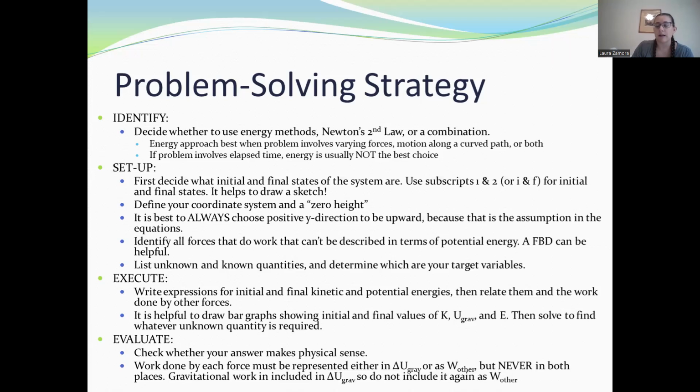The work that's done by each force must be represented somewhere in the problem. Either it'll be gravitational potential energy, or it'll be included as other work, but we don't want to include it in both places, just in one of those places. Our gravitational work is included in gravitational potential energy, so we will not include it again as work done by something else. So just keep those things in mind.